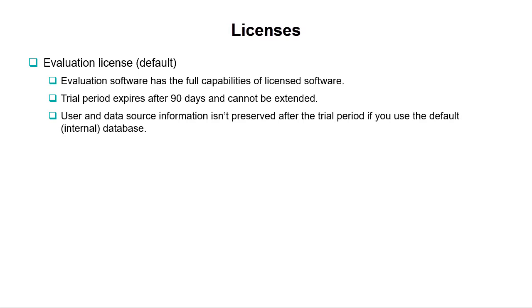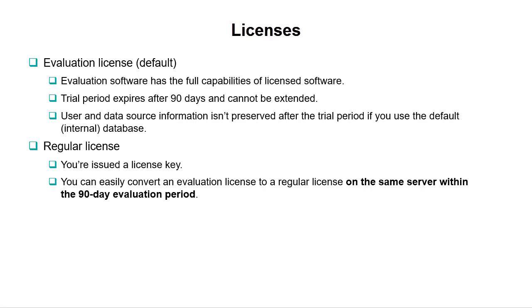There are two types of licenses for the data pipeline. An evaluation license lets you install all components and fully test your architecture, connections, and procedures. But it's intended only for temporary use, so it expires after 90 days and cannot be extended. Do not create a lot of users or data sources because that information may be lost once the evaluation period ends. Once you have a license key, you can easily convert an evaluation license to a regular license on the same server during the evaluation period without loss of data.